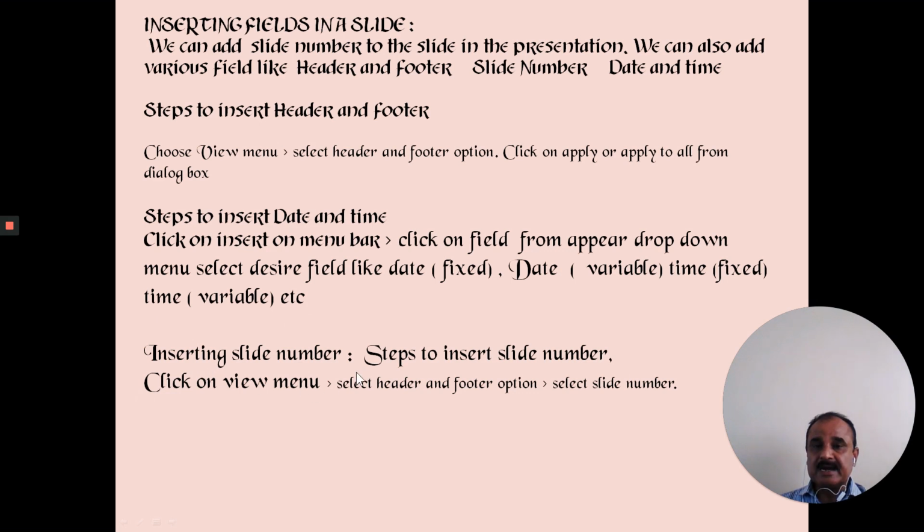Inserting slide number. Steps to insert slide number. Click on the view menu, select header and footer option, select the slide number. In the header and footer option, the slide number is an option. And if we select it, the slide number will be automatically placed on our slide.